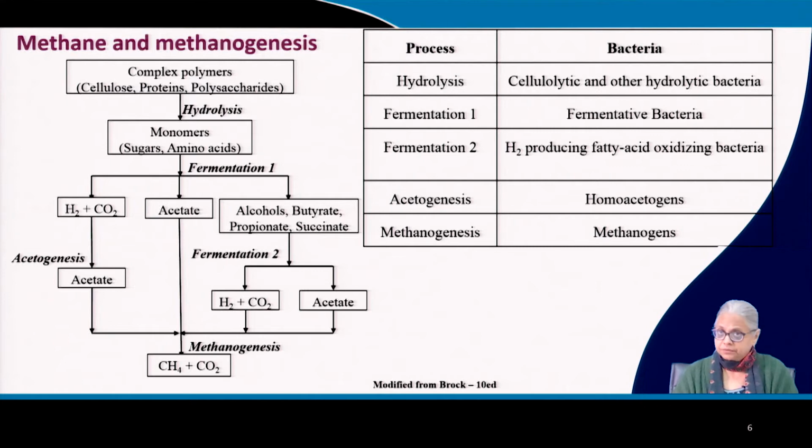CH3COOH is your acetic acid, and acetate is its salt. And then we have higher carbon containing compounds. We have propionate, which is C3, butyrate, which is C4, succinate, which is C6, and alcohols, which may be any number from methanol to higher amounts of carbon.